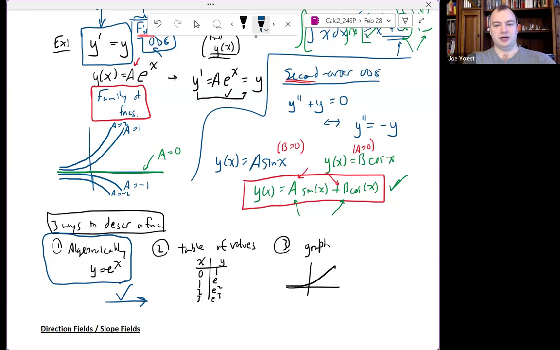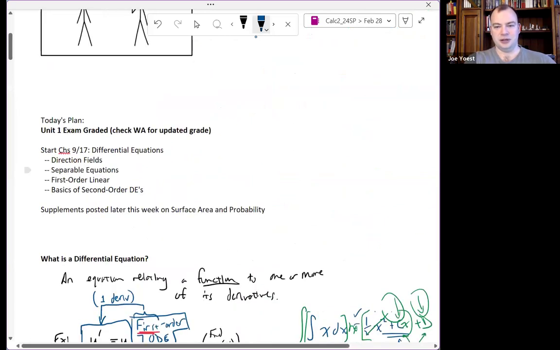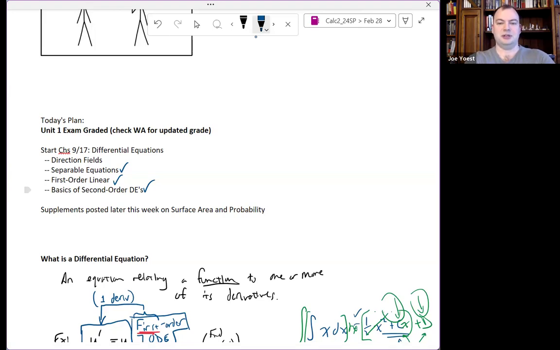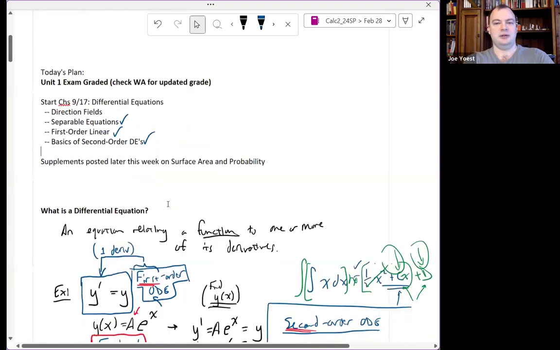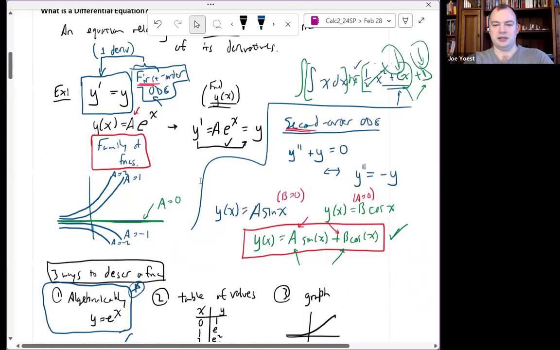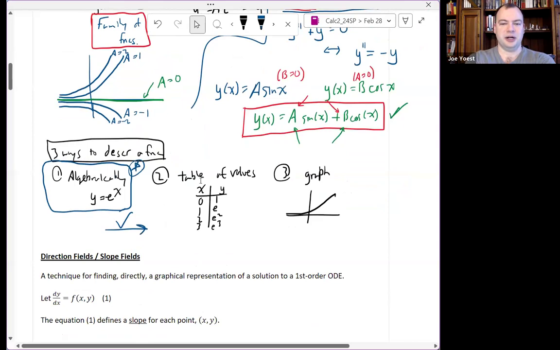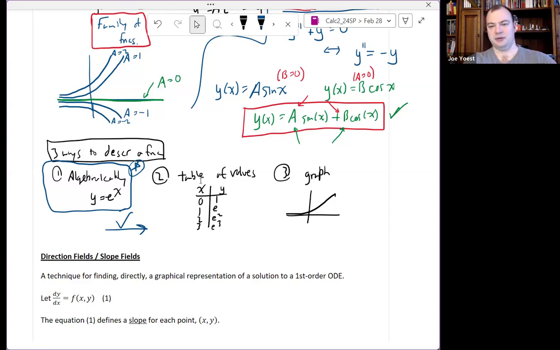So quite often we are interested in getting an algebraic solution, and that's going to be the case for basically all of those three: approaching solving first order equations that are separable, that are first order linear, and our second order techniques that we'll talk about. Those will be geared toward getting an algebraic representation of the solution, from which we could get tables of values or graphs or anything that we need.